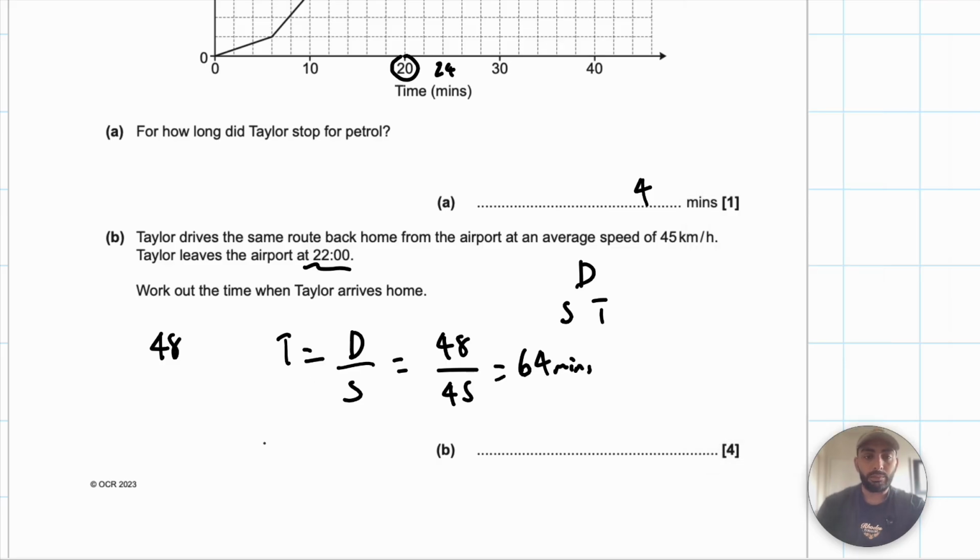If he's leaving at 10 p.m., we need to add 1 hour and 4 minutes. So that means he's arriving back home at 23:04.